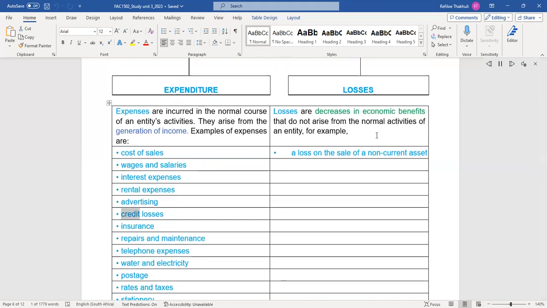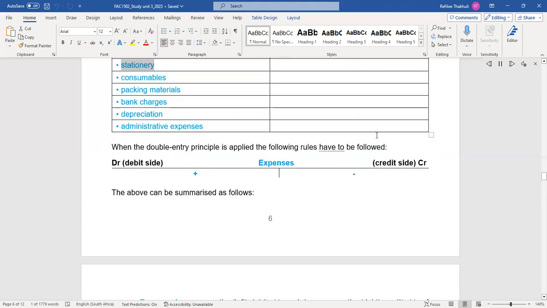Advertising. Credit losses. Insurance. Repairs and maintenance. Telephone expenses. Water and electricity. Postage. Rates and taxes. Stationery. Consumables. Packing materials. Bank charges. Depreciation. Administrative expenses. When the double entry principle is applied, the following rules have to be followed.